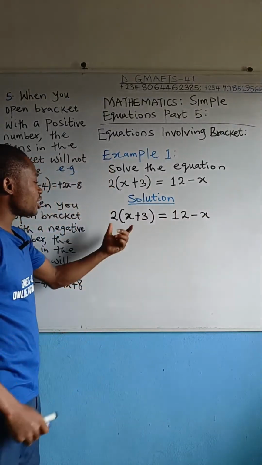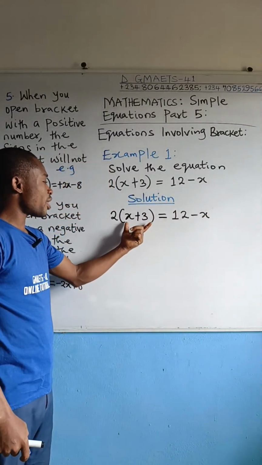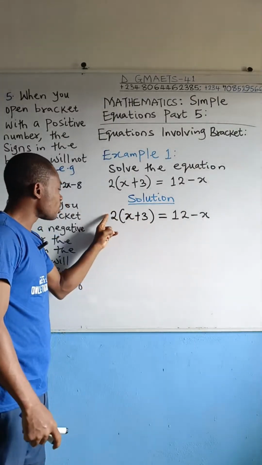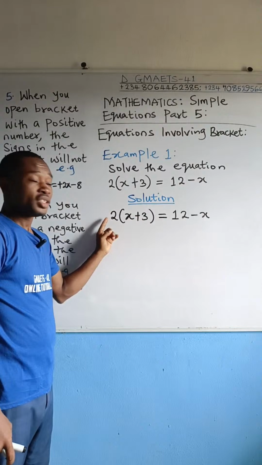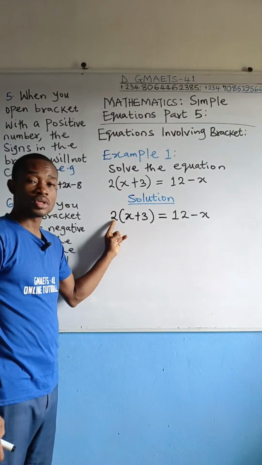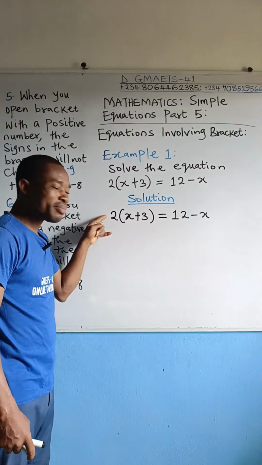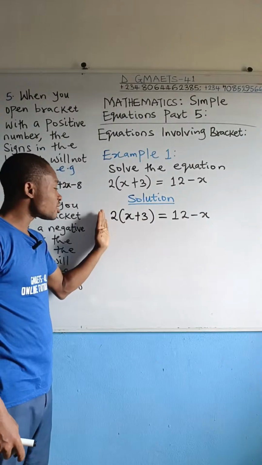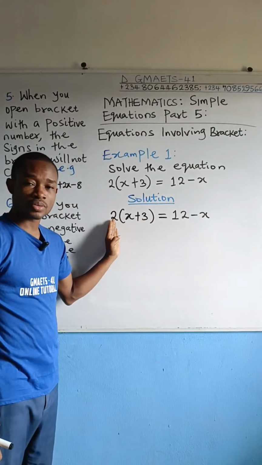First of all, let us look at this bracket. The sign you have in the bracket is plus plus. You can see that now. Then look at the number you have outside. This number you have outside is a positive number. This is plus 2. That is why you are not seeing any minus in front of the 2. So this number outside the bracket is plus 2.